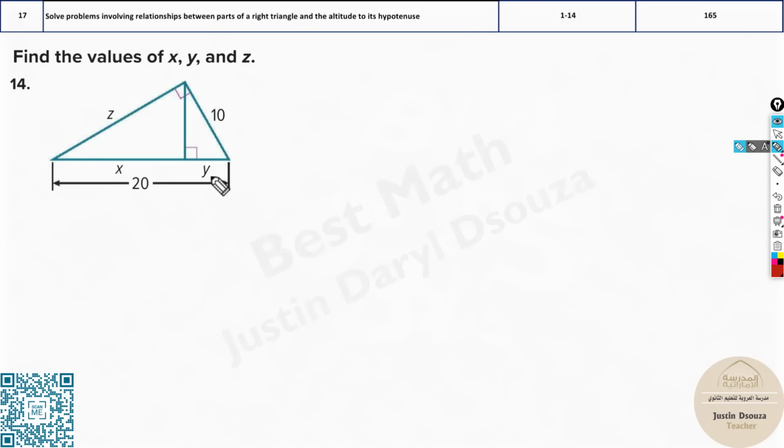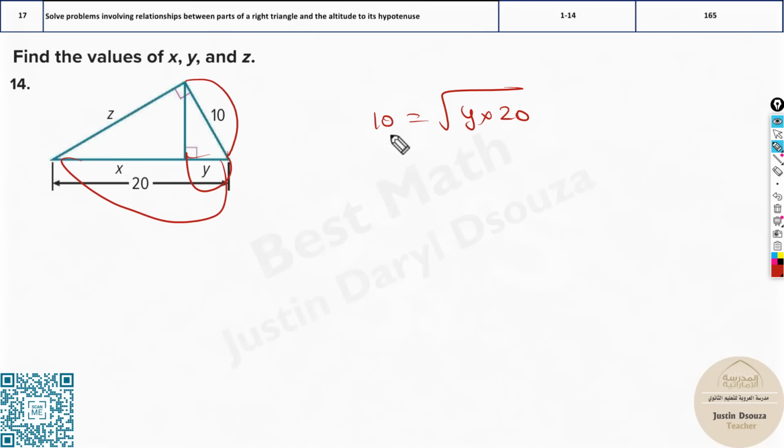We have been given the total length. We have been given the side over here. From this side, we can find a lot of things. Not a lot of things, only one value, sorry. This 10 will be equal to square root of y multiplied by this total one, 20. So you square it up, it'll be 100 is equal to y times 20. Divide both the sides by 20, or 10 by 2, is 5 is equal to y. So y is 5. This total is 20.